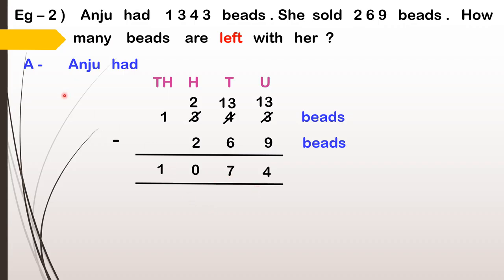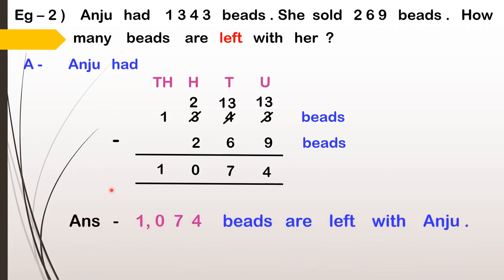So my answer is 1,074. Now what is left is my last statement. How many beads are left with her? So I will write 1,074 beads are left with Anju. You can write Anju or you can write her.